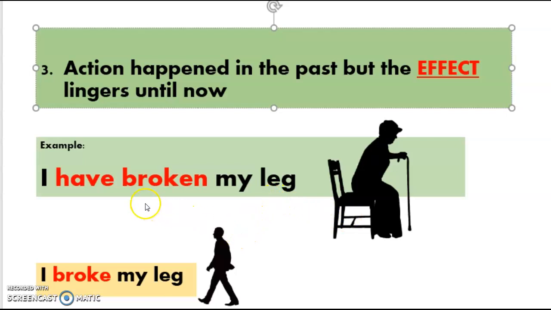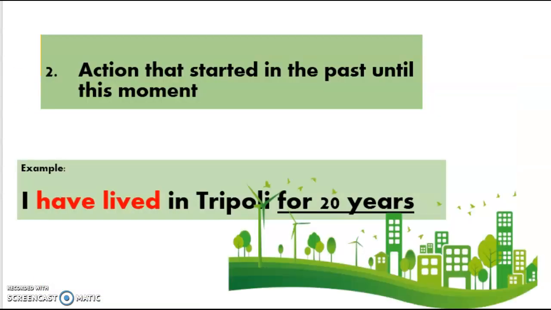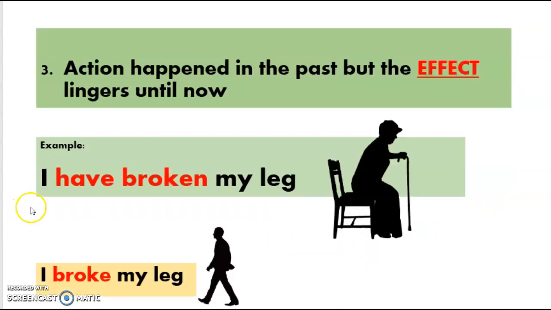And look at the difference between this one and "I broke my leg." The simple past is an action that finished. That's it. We don't have anything remaining from that action. But with the present perfect, "I have broken my leg," it happened, but there is something that lingers until this moment. So basically, these were the three most common cases of the present perfect, although there are others, but for now, we will stress these since they are the most common ones.